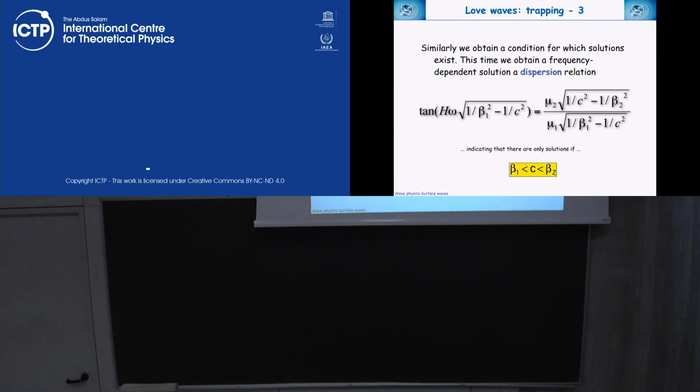So we're going to find many solutions. That's why we're going to find modes. The thickness is a spatial parameter of the model. It's the thickness of the layer. And the material parameters, beta 1, beta 2, mu 1, mu 2. In some ways, it's similar to what we have found for the plate.